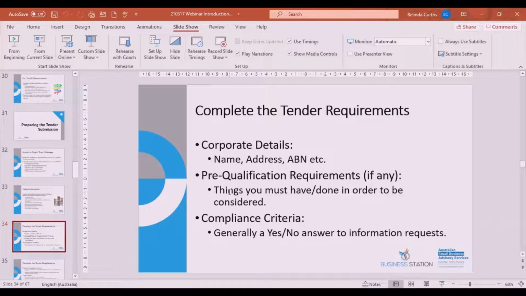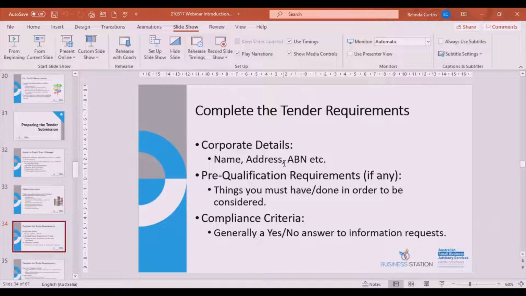So you'll need to complete the tender requirements, so that it's pretty much structured in the corporate details. So they need to get an understanding of who the legal entity is and who the contract's going to be with. The pre-qualification requirements. Now, not every tender is going to have a pre-qualification requirement, but these are the things that you must have or done in order to be considered.